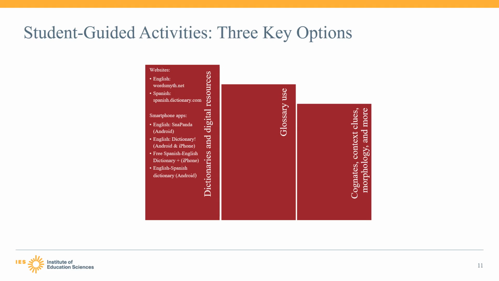The center bar here refers to Glossary Use, which we discussed as the sort of object or scaffold for direct instruction, but it can also be extremely useful as a word learning strategy for students to apply and practice recalling and elaborating their understanding of new words. And then in the shortest bar, we have kind of a hodgepodge of all of the other features that you can consider trying to cultivate in your students with the strategies that we'll discuss, including cognates, helping them look for context clues, thinking about roots and affixes, and more.